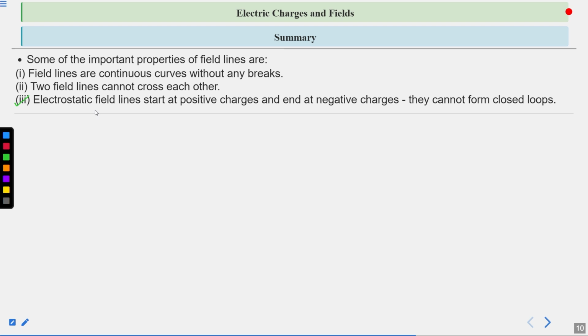Third, electrostatic field lines start at a positive charge and end at a negative charge. They cannot form closed loops. Electric field lines cannot form closed loops.